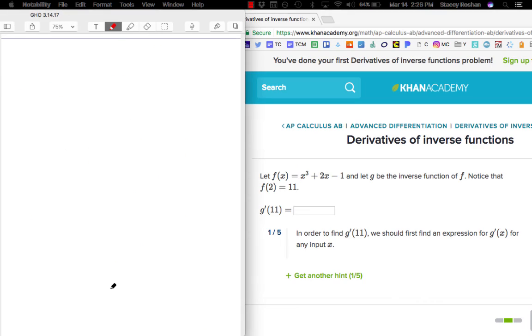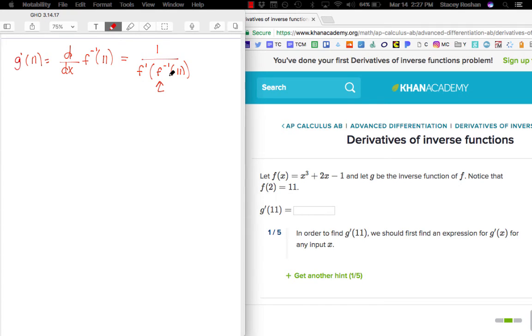Yay! Now let's try one that is a little bit more difficult. In this one, they want us to find g prime of 11, and they tell us that f and g are inverses. So g prime of 11 is going to be the derivative of f inverse of 11, because again, f and g are inverses. That's going to be 1 over f prime of f inverse of 11.